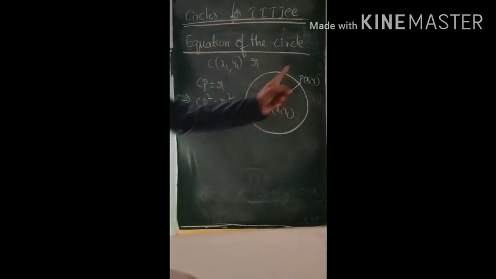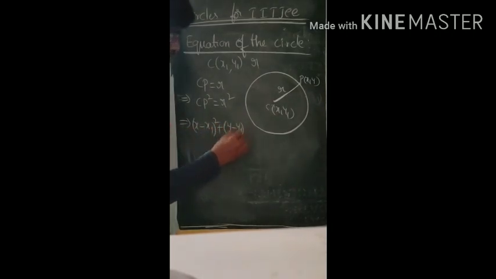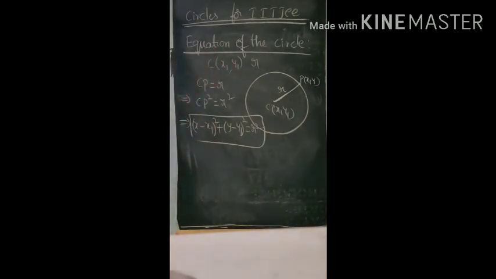Now when we use the distance formula, the square and square root will cancel. You will get (x minus x1) whole square plus (y minus y1) whole square equals r square. This is the equation of the circle when you know the center (x1, y1) and radius r. So the equation of the circle whose center is (x1, y1) and radius r is (x minus x1) whole square plus (y minus y1) whole square equals r square.